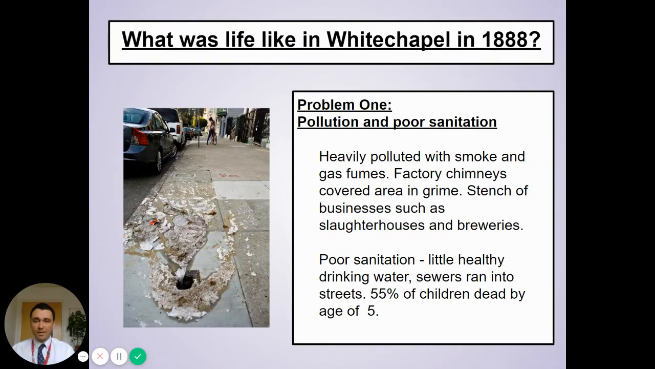There was also an issue with poor sanitation. Sorry for the graphic picture. But you had little healthy drinking water. The sewers would overrun into the streets. And obviously this water was quite deadly to a lot of people in Whitechapel. And if you want a statistic to back this up, 55% of children died before they reached the age of 5. Whitechapel was not a safe area to live in at all.